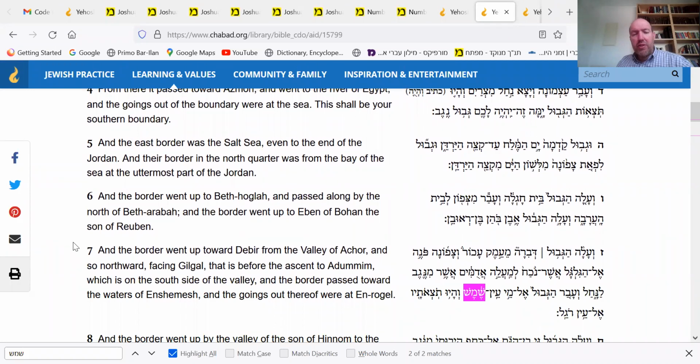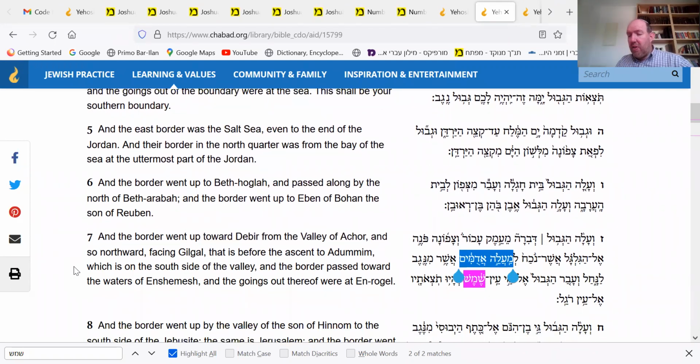And then we have, for example, in verse 7, another location which we're familiar with. "The border went up towards Dvir, valley of Achor, and so northward facing Gilgal, that is before the ascent of Adumim," what we call today the city of Ma'ale Adumim. Here it is also in the Hebrew, Ma'ale Adumim. We'll emphasize it right here. So we see the Dead Sea.